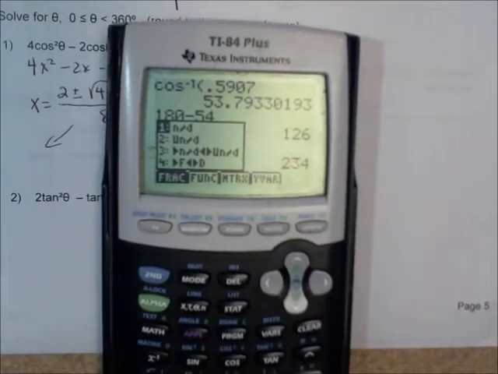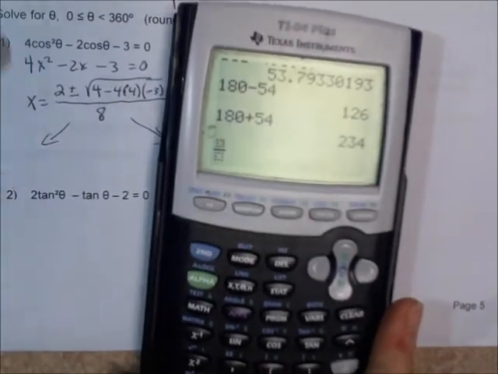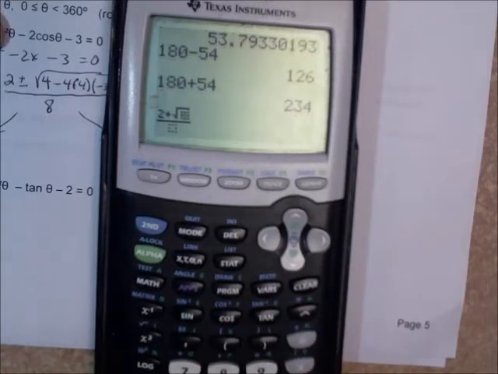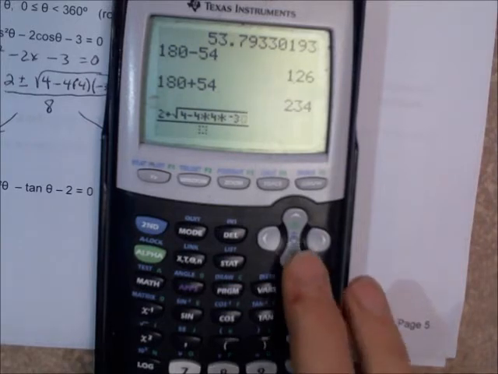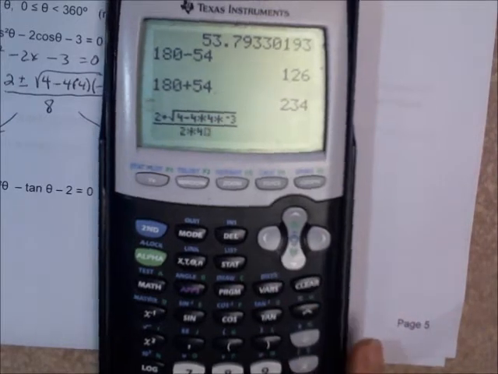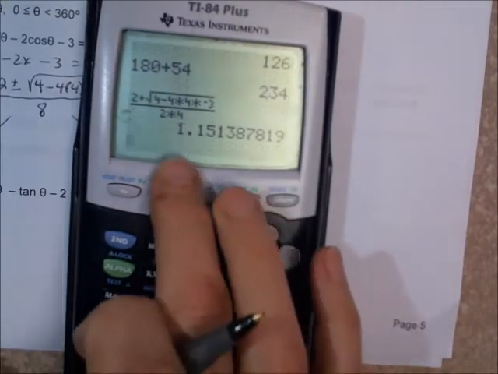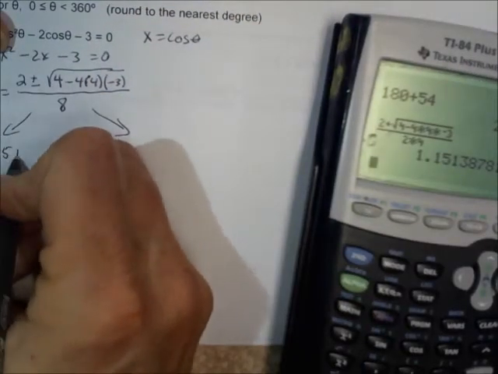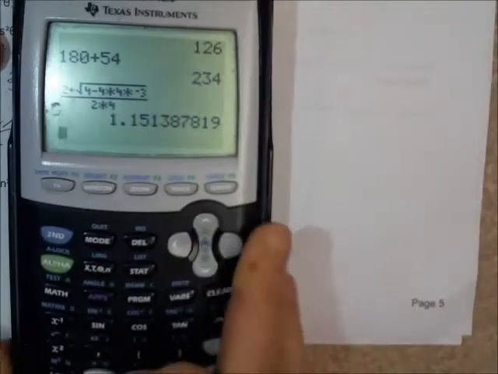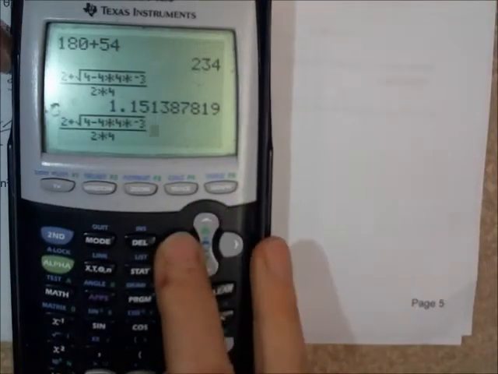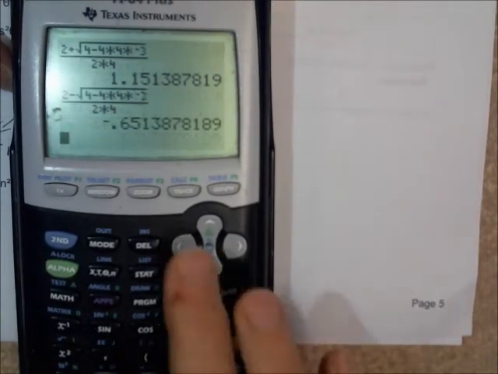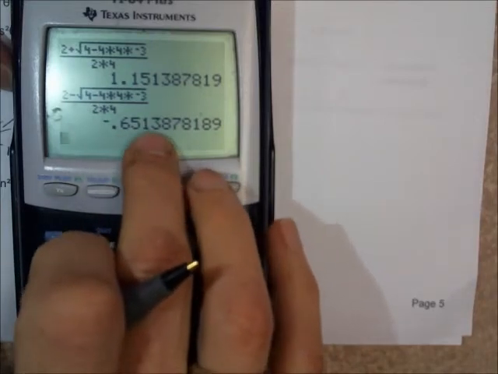So follow this along with your calculator. Put it in the fraction button. So x equals 2. We'll do the plus the square root of b squared minus 4 times negative 3 all over 2 times 4, which is 8. So there's one answer, 1.1514. And over here, we can just change the plus, backspace over top of that, and change the plus to a minus, and we get negative 0.6514.